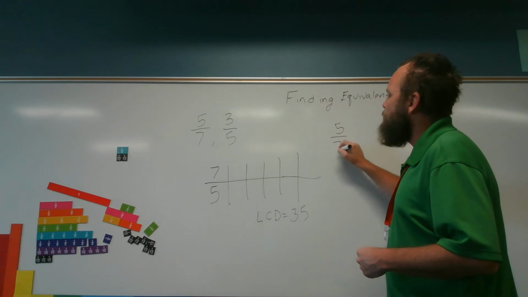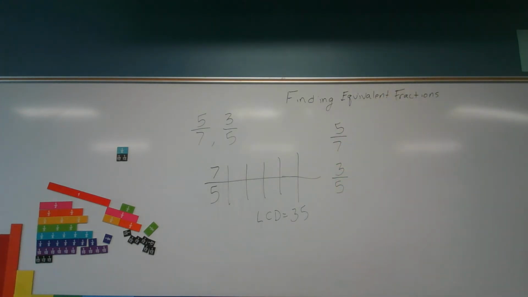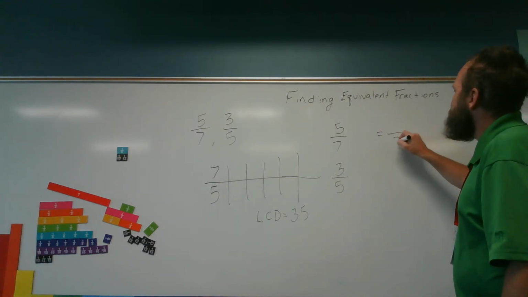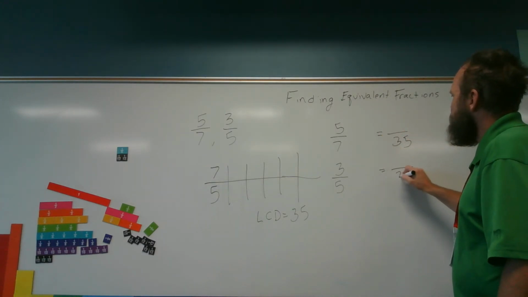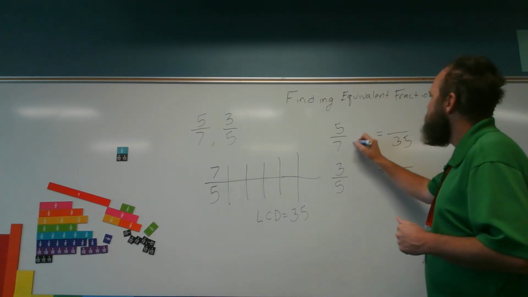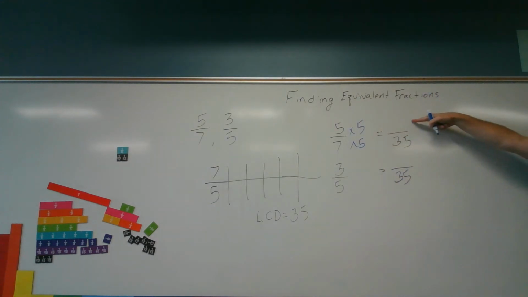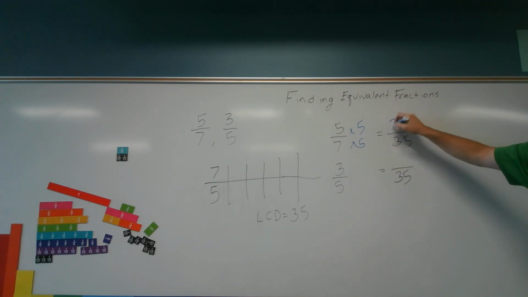So I take 5/7 and 3/5. I need to change them into something over 35. Natalie, what do I multiply 5/7 by to equal 35? 7 times what's 35? 5. So my new numerator is what, Natalie? 5 times 5 is? 25. Good.